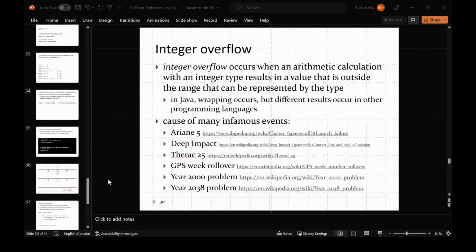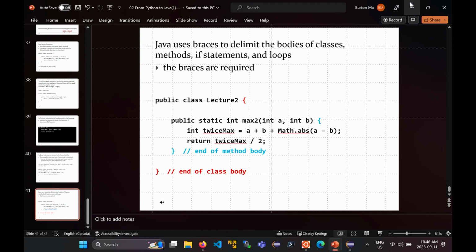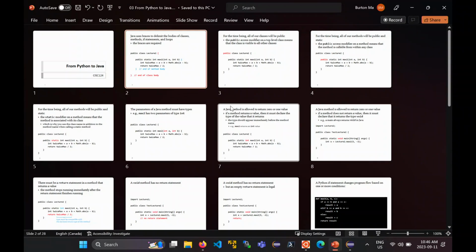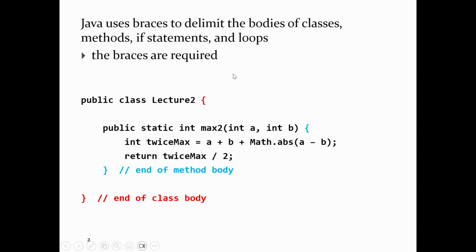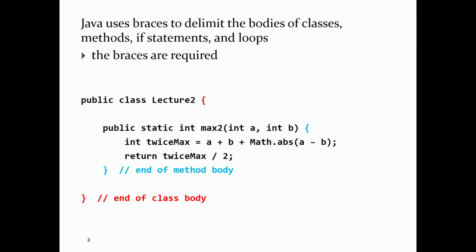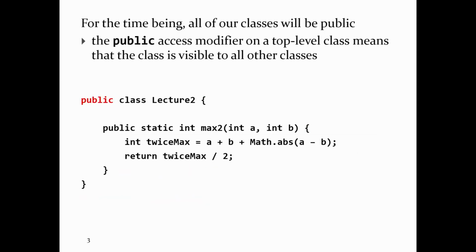All right, so that's the end of that deck of slides, but there is another set of slides. So this is the third lecture. Okay, so this is from Python to Java. It's slide set number 3 in the lecture on the queue.